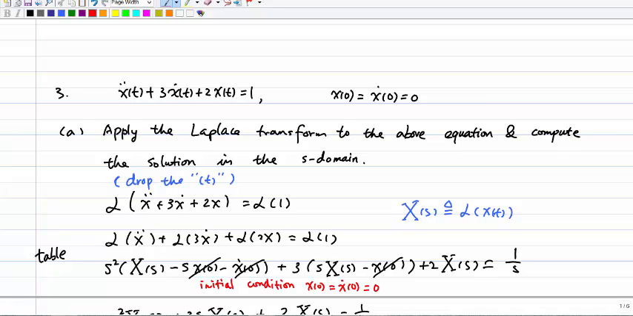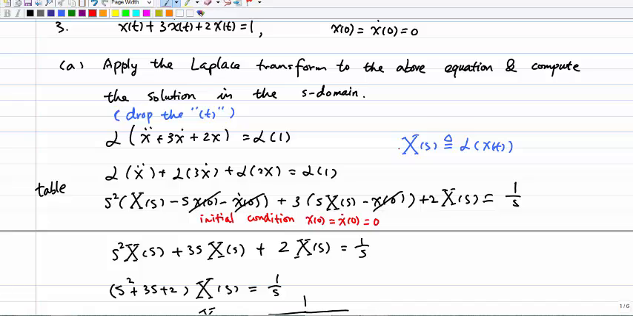to both sides of the equation. Here I drop the t variable to make it simple, and I denote this big X(s) as the Laplace transform of x(t). Once we have that, by using the linear property of the Laplace transform again, we can split the sums as L of x double dot plus L of 3x dot plus L of 2x. Here L means Laplace transform, and the right hand side is L of 1.